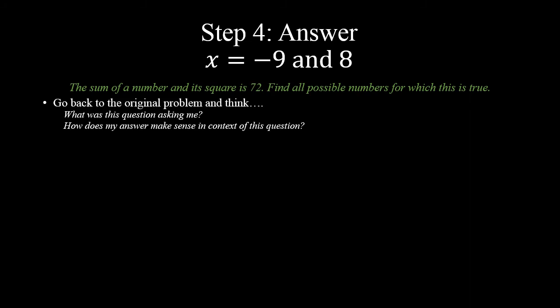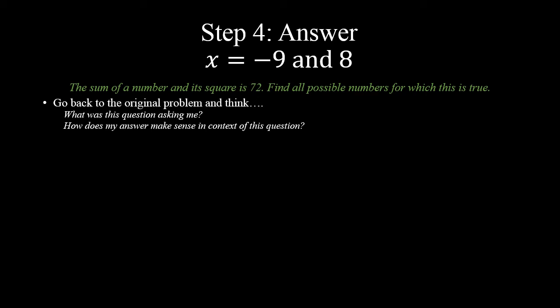And how do you do that? Well, you want to go back to the original problem, which we have here in green, and ask yourself, what was this question asking me, and how does my answer make sense in context of this question? So remember, we were being asked to find all numbers that the sum of the number and its square equaled 72. Well, if you look at the solution we got, x equals negative 9 and 8, some alarm bells should sort of be going off in your head because negative 9 squared doesn't equal 8. 8 squared doesn't equal 9. And if we add negative 9 and 8 together, we certainly get nowhere near 72.